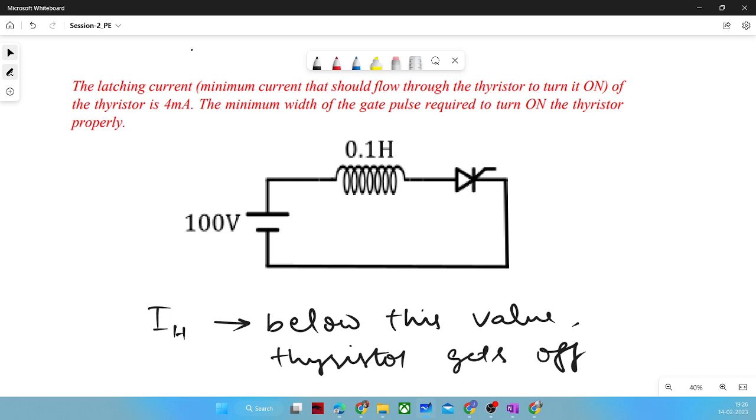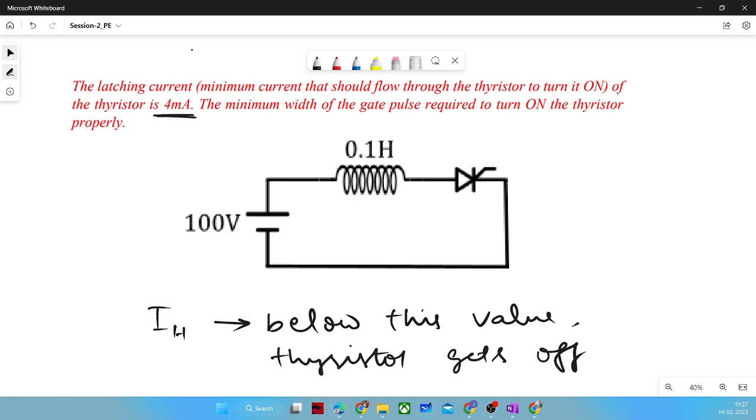Right, so both are two different terms, and we use them during turn on and turn off for two different conditions. So in this problem, we need to find out the minimum width of gate pulse that is required to turn on this thyristor, right? This thyristor is connected with an inductor and the latching current is given.